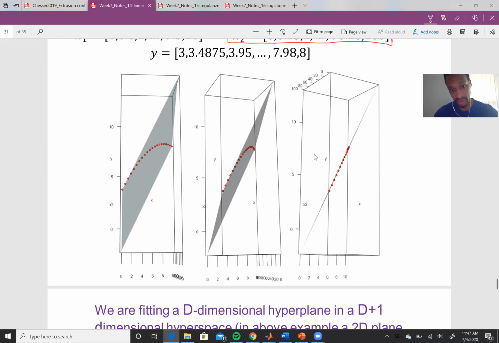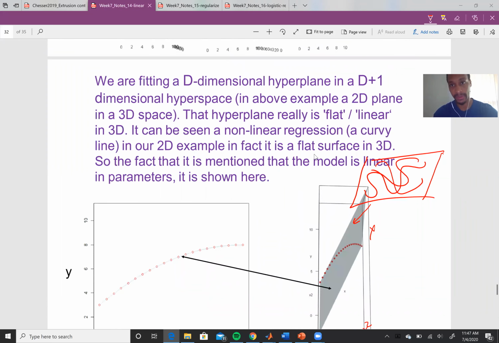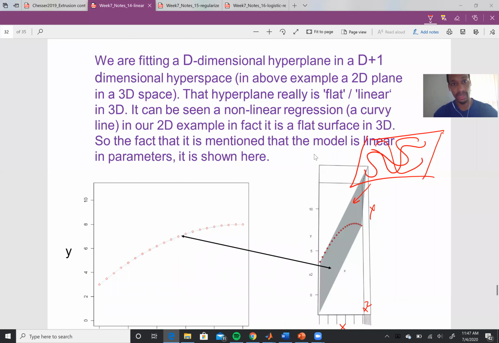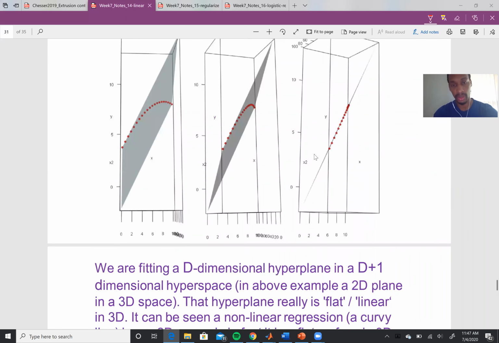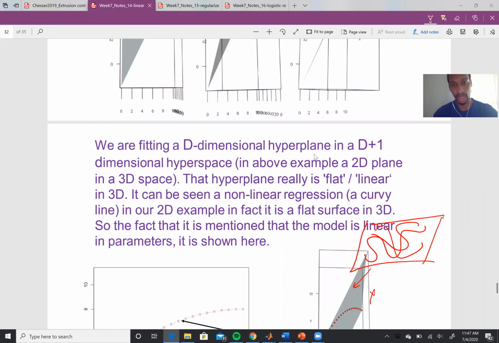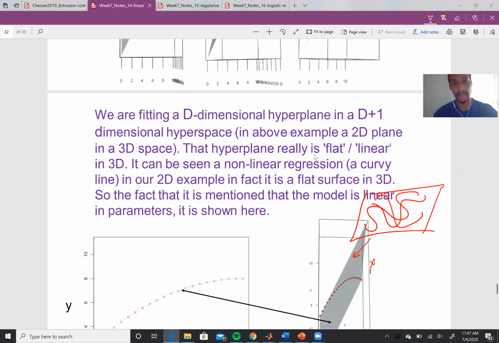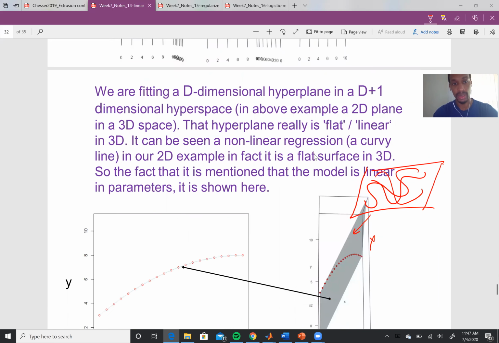Okay, let's read this. We're fitting a d-dimensional hyperplane in d+1 dimension hyperspace. The above example, a 2D plane in a 3D space. The hyperplane is really flat, linear, and 3D. Can be seen as a nonlinear. Oh, I see. Okay. Yeah.